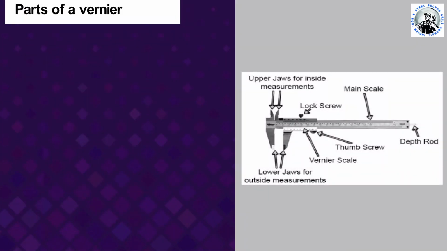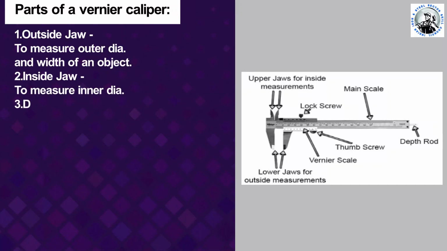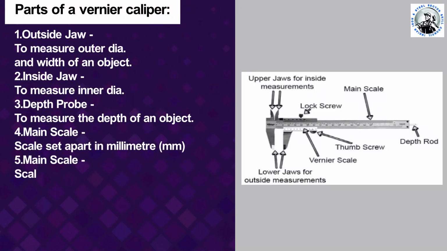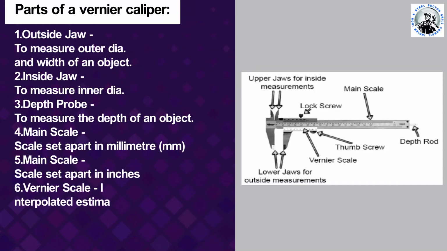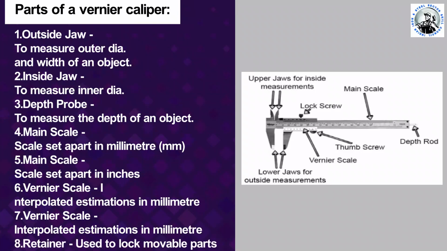Parts of a vernier caliper. Outside jaw to measure the outer diameter and width of an object. Inside jaw to measure the inner diameter. Depth probe to measure the depth of an object. Main scale, scale set apart in millimeter. Main scale, scale set apart in inches. Vernier scale, interpolated measurements in millimeter. Retainer used to lock the movable parts.